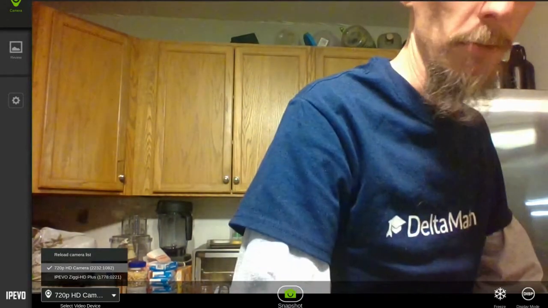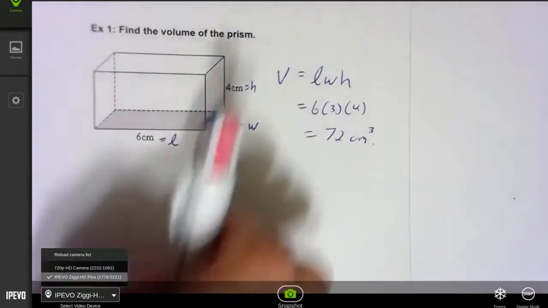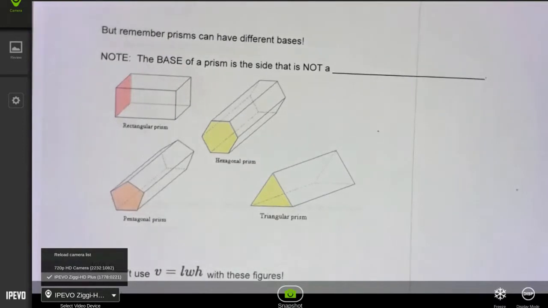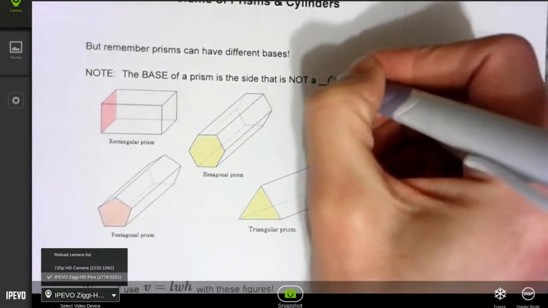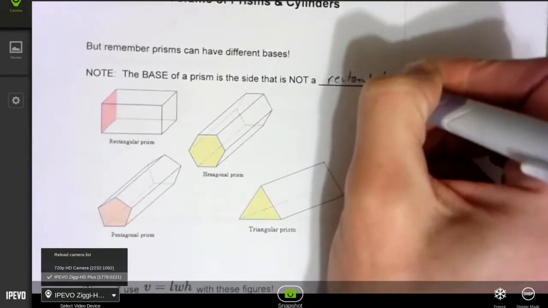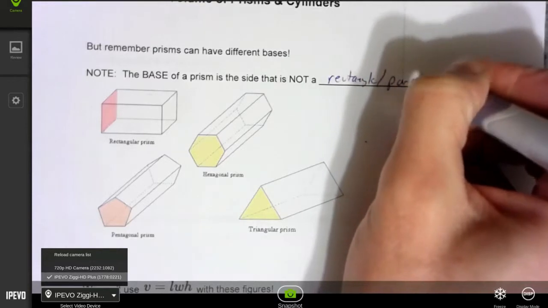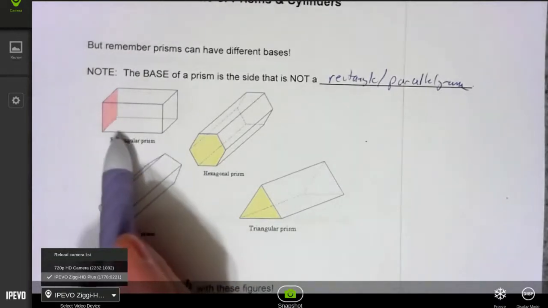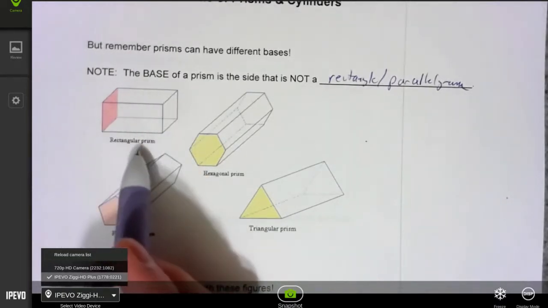Here, again, sides are all rectangles, so we know it's a prism. However, the base is a triangle, so it's a triangular prism. So we can look at prisms in different shapes depending on what they have. And that brings us to our different types of prisms. Prisms can have different bases. The base of the prism is the side that is not a rectangle or parallelogram. Okay, if all the sides are rectangles or parallelograms, it doesn't matter which one you call the base.